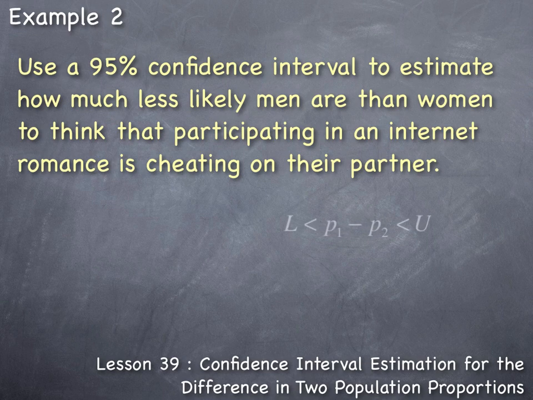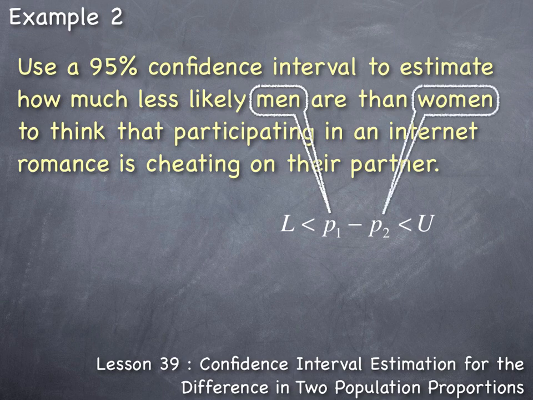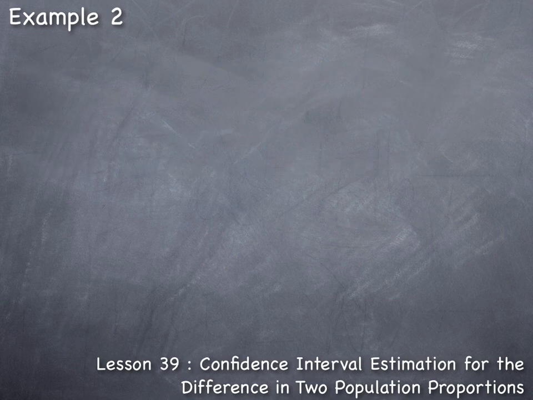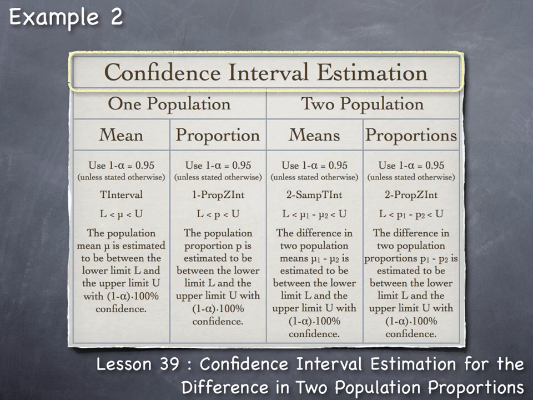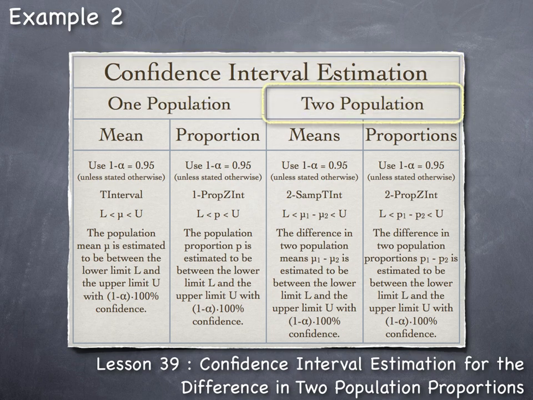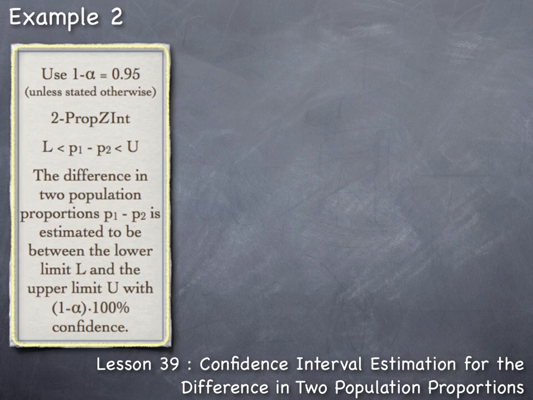This can be expressed symbolically as L is less than P1 minus P2 less than U, where P1 is the proportion for the first population, which is men, and P2 is the proportion from the second population, which is women. So 1 designates men as our first population, and 2 designates women as our second population. So we'll be constructing a confidence interval to estimate the difference between two population proportions. To do this, we use the following to guide us through the process of constructing our confidence interval estimate.